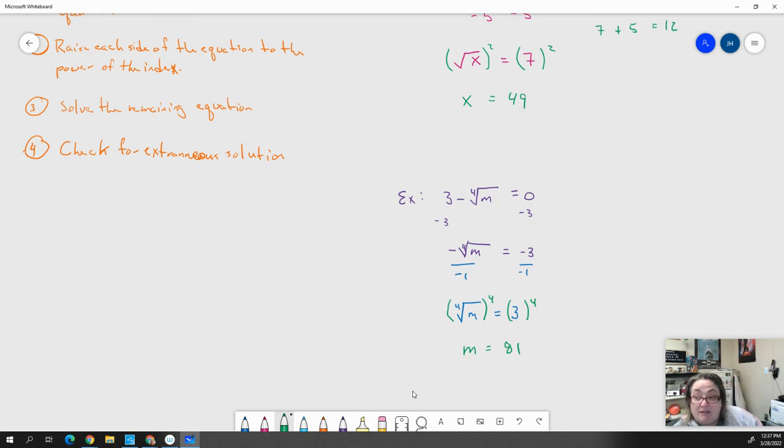We can see if we have any extraneous solutions, right? We have 3 minus the 4th root of 81 should equal 0, and I know that the 4th root of 81 is 3, so 3 minus 3 equals 0, so we are good, right? That's a true statement.